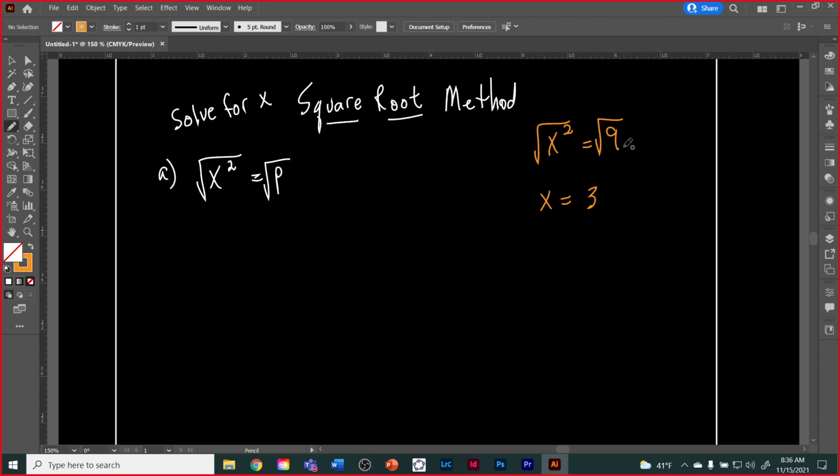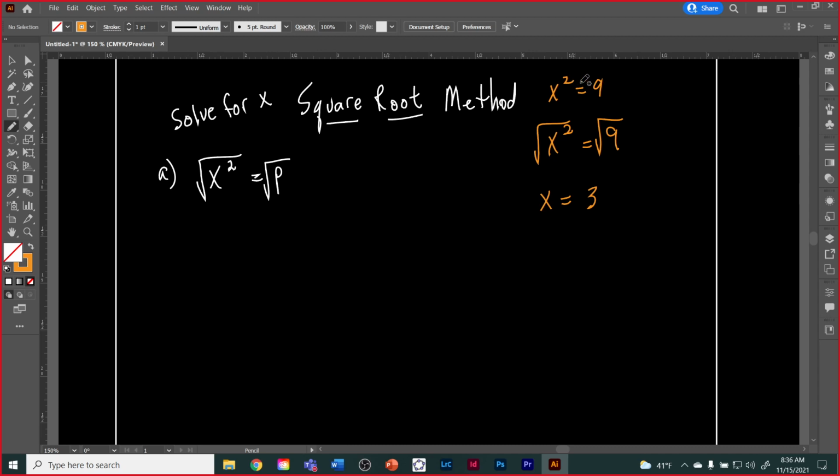You're like, well, yeah, it is. I thought the square root of 9 is 3. If I put the square root of 9 in my calculator, I'm just going to get a 3. But there's actually another answer to this. 3 is one of the answers. But remember the original problem?